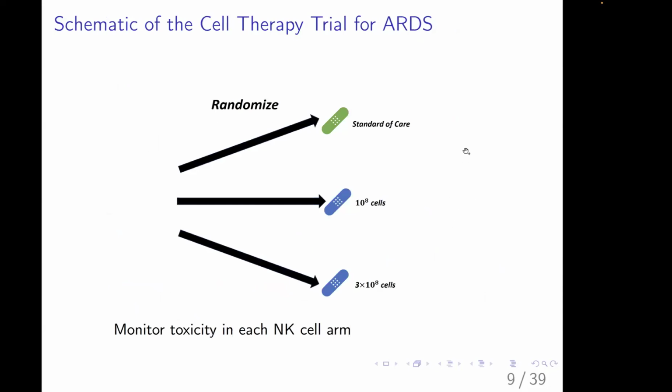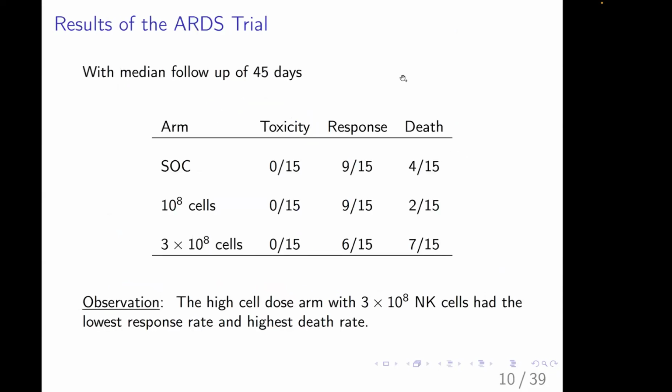So here's a schematic of the trial. You can see it's terribly complicated. You randomize, but it's kind of radical. People don't do this in dose finding. But here's what happened. Here are the final data in terms of just the counts.